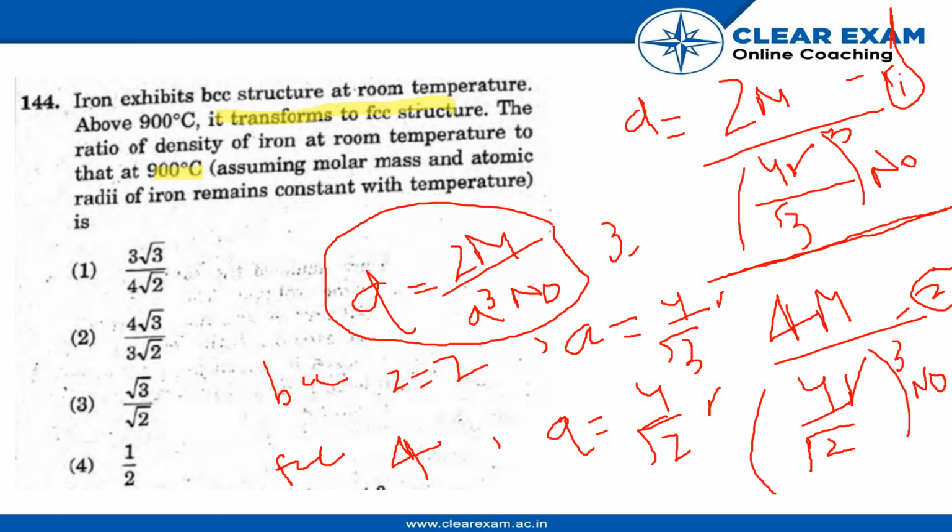So we will find, after solving this, we will get the answer 3 root 3 by 4 root 2. So we will see here that it is the very first option given. So this is our answer.